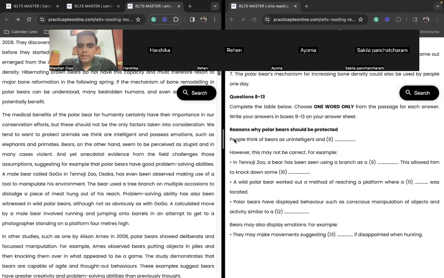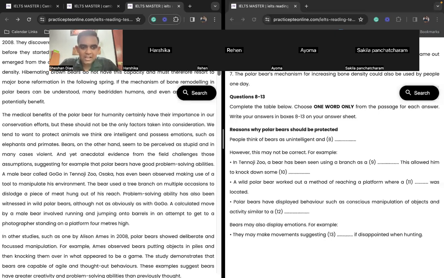All right. People think of bears as unintelligent, stupid, and violent. So violent would be the answer here. Again, keep in mind, guys, if your spellings are wrong, then your answer will be wrong. So if you write violent like this, it's wrong, right? The examiner knows you have found the correct answer, but you have spelled it incorrectly. So you have to spell it properly.